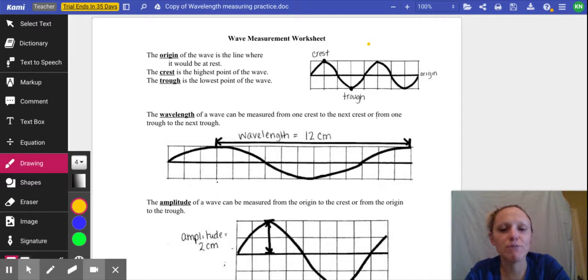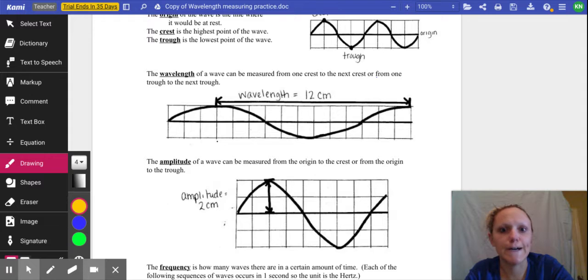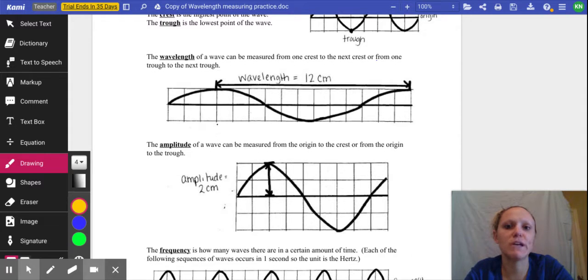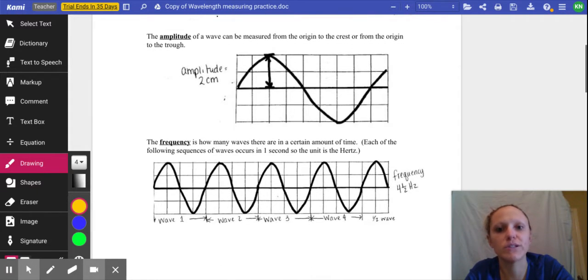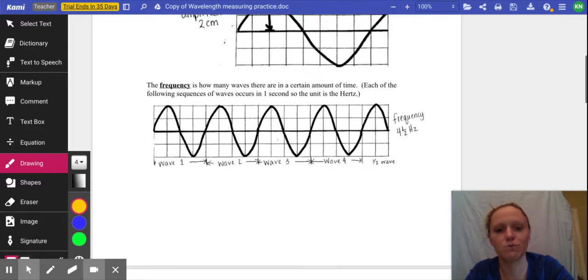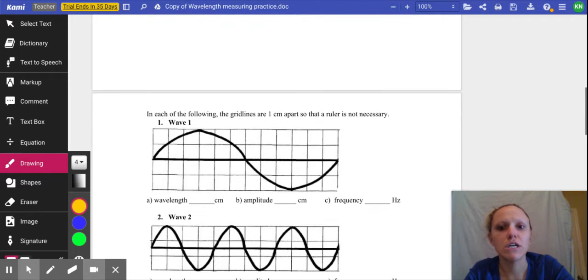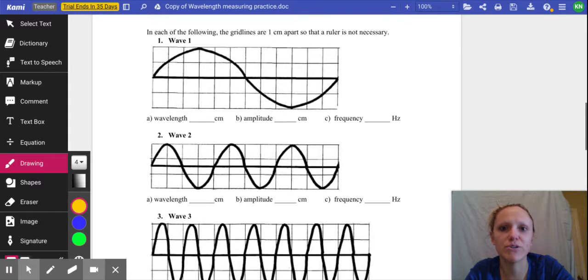Alrighty, so I'm going to be drawing on the screen, going through all of this. Obviously this first page was a really nice review of the definitions of how to find each of the different measurements. You're going to be looking for the wavelength, the amplitude, and the frequency for each of these problems. All right, so let's start with number one. It tells you that the grid lines are 1 centimeter apart, so obviously you didn't need a ruler. All you needed to do was count the boxes.